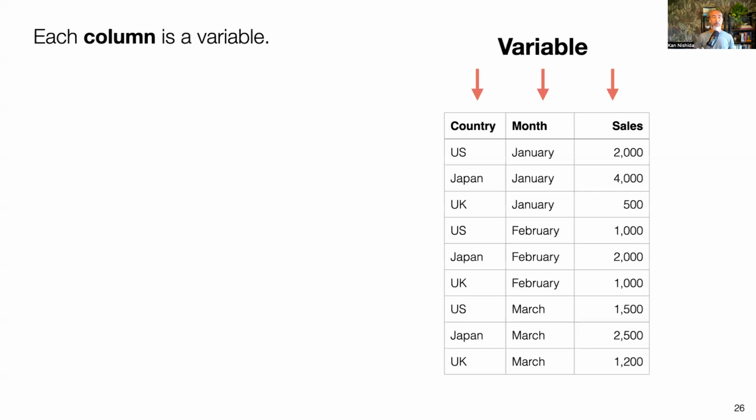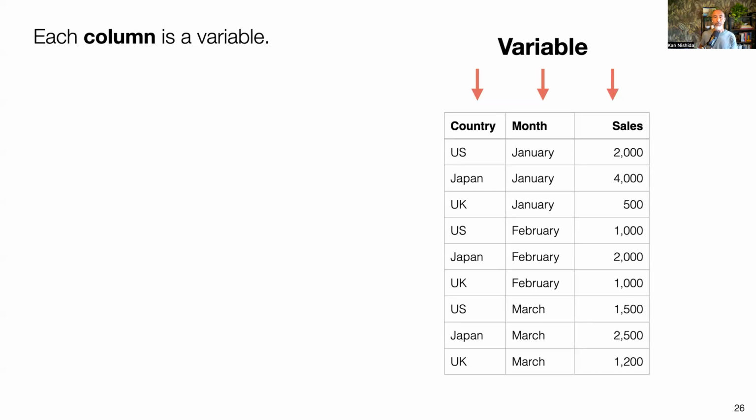Let's take a look. Here there's a table, the same data we saw, with a country column, a month column, and sales. So we have three columns, and each of these columns is considered a variable. What is a variable? Inside the country column, the same type of data is presented, like US or Japan or UK. You can always consider it a country, right?